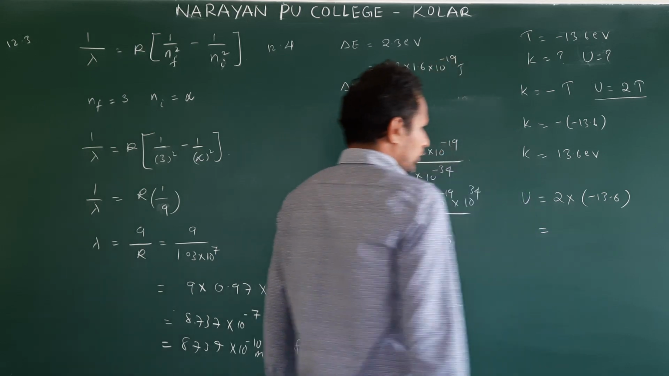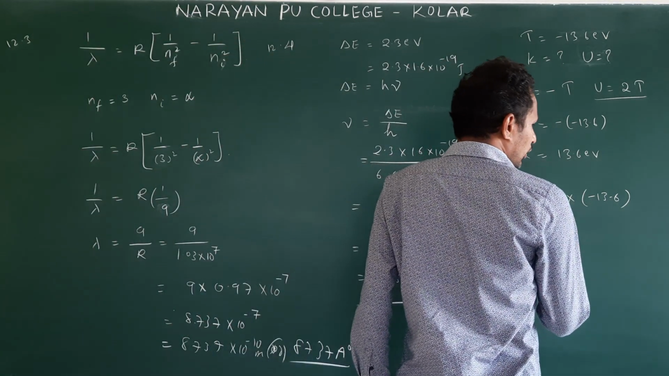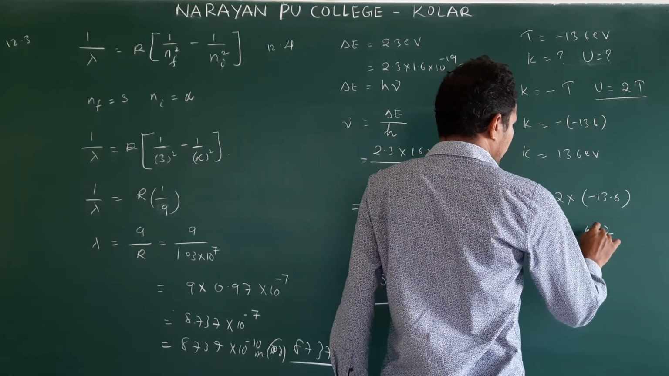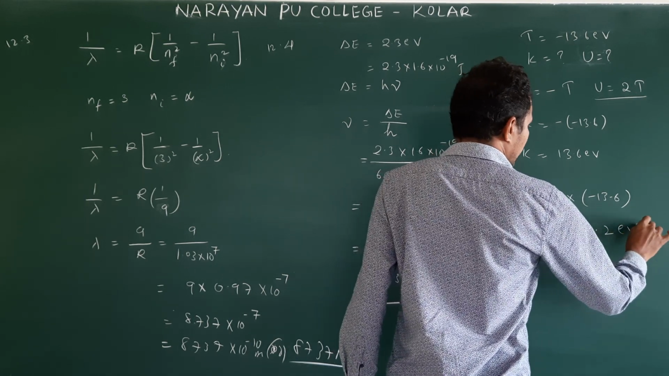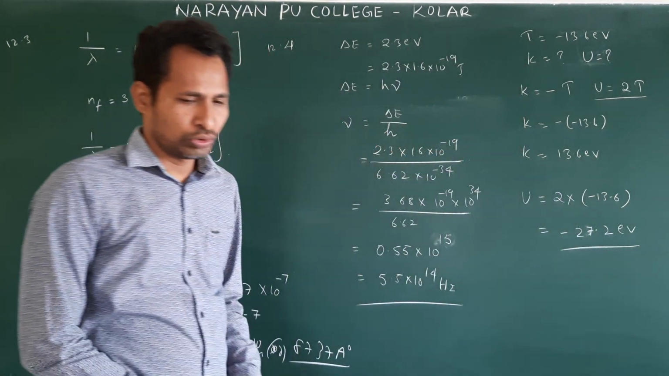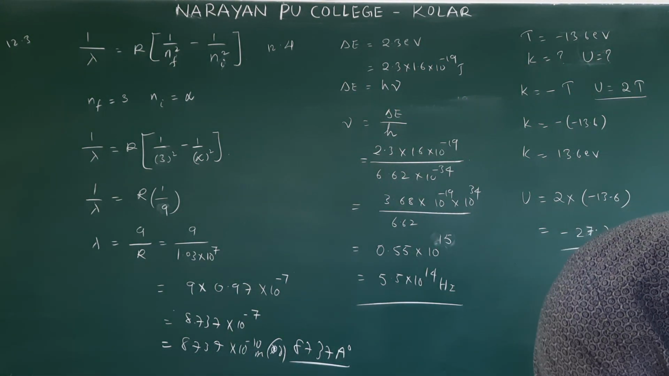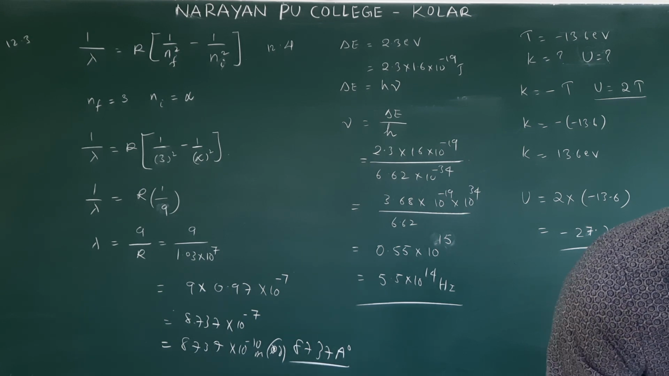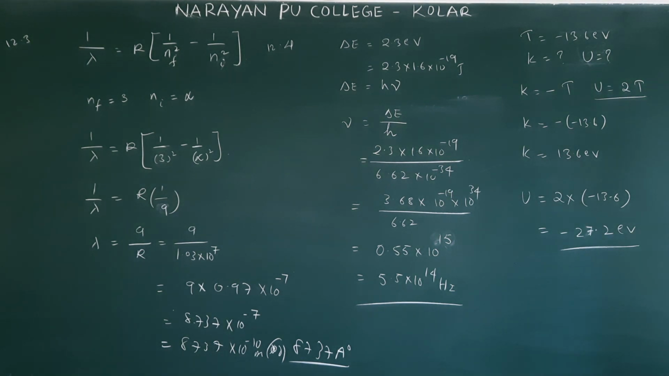13.6, 2 times. Clear? So this is 27.2, with the minus sign, minus 27.2 eV. Let me check this answer. Is our relation correct or not? We will come to know. 13.6 eV minus 27.2. Absolutely correct.